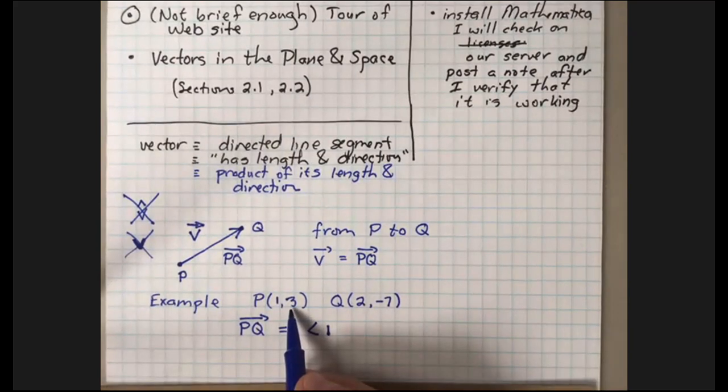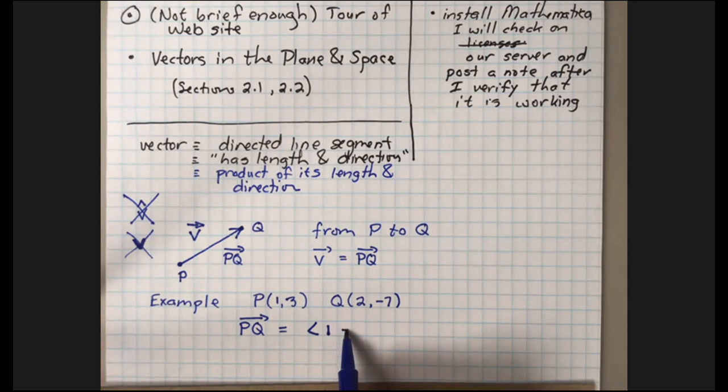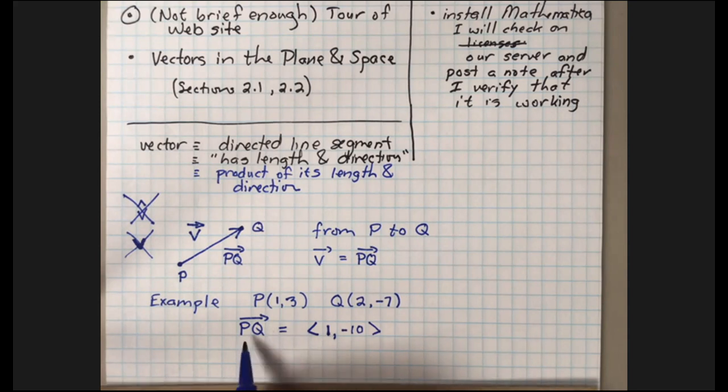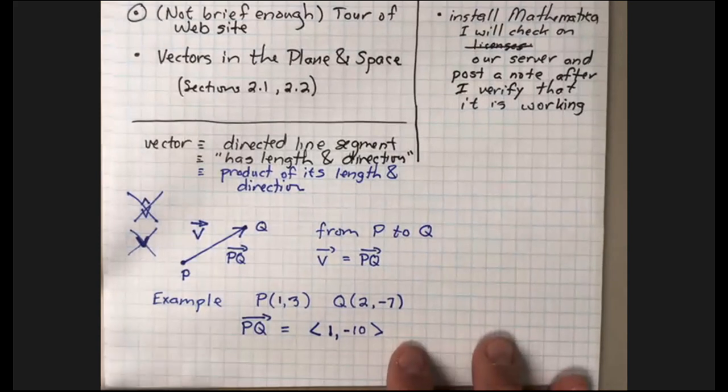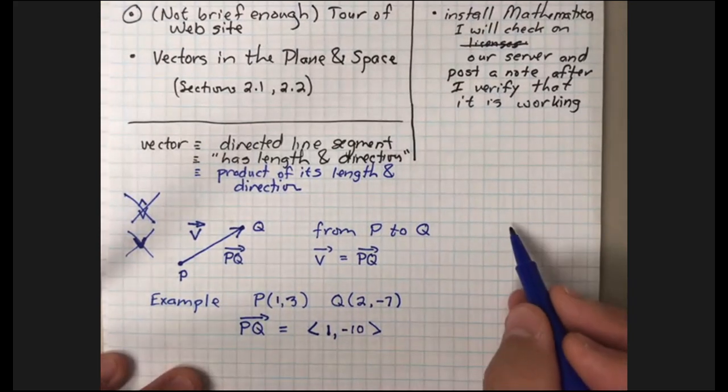How do I advance from position 3 to position minus 7? Well, actually, I have to go backwards 10 steps. So now I've described this vector from P to Q. I've told you how to get from P to Q in a sense. And you don't have to say that it's related to this picture. And if you want a better picture than this, I think we could draw it.